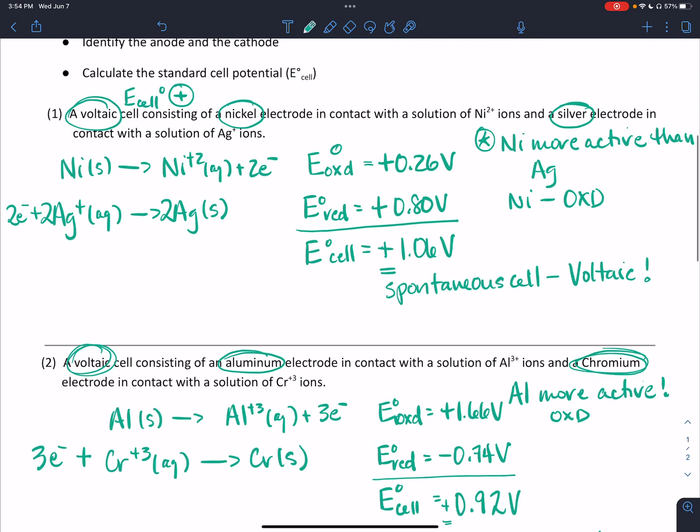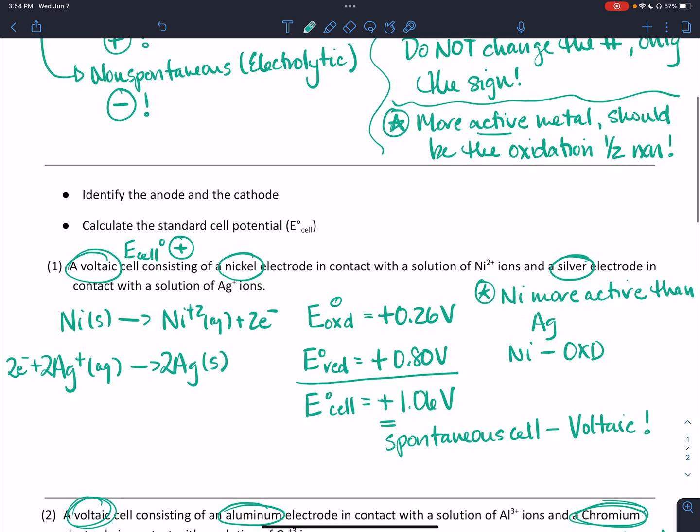Again, these aren't that difficult if you keep in mind that the more active metal should be the oxidation. If you put your cell together and you find that your cell potential is negative, then you've flipped your 2 half reactions. You need to go back, rewrite them, change the signs of your 2 potentials, and then try again. I just find if you start out by using the more active metal as the oxidation, you're going to be correct 99.99% of the time.